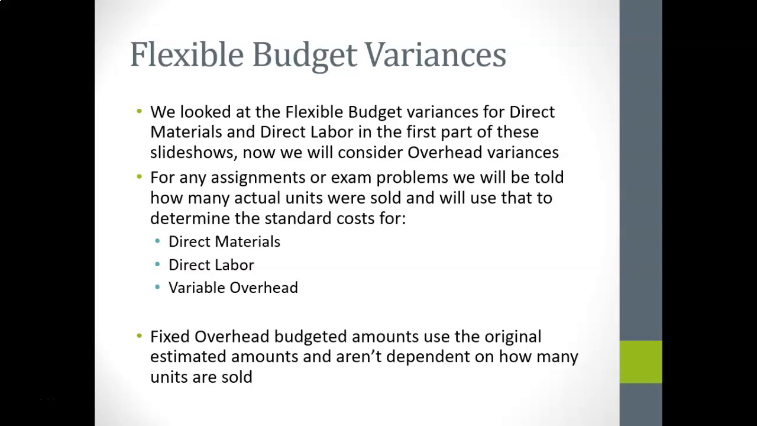With fixed overhead, however, a budgeted amount is put on the budget that's an estimated amount, and it doesn't depend on how many units are sold. So if we know we're going to need insurance on the factory building, we estimate that next year it's going to cost us X number of dollars, then that isn't going to change if we used 52,000 units that we sold or 50,000 units that we sold. The insurance is still going to be the same. So that fixed overhead, we won't have to worry about how many units were sold.